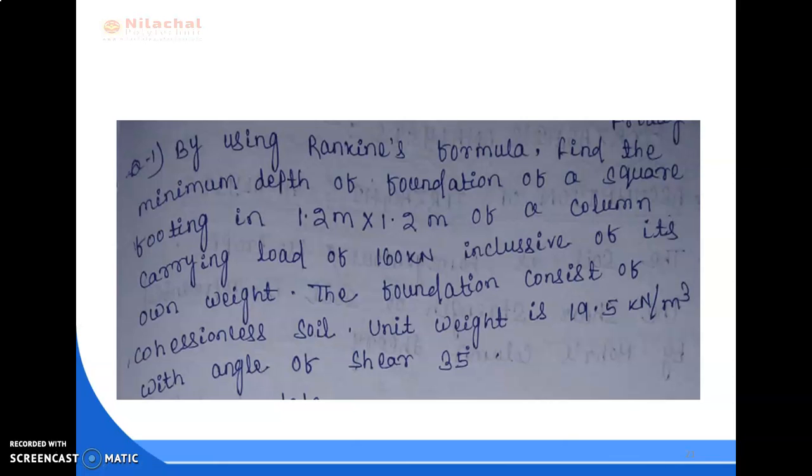By using Rankine's formula, find the minimum depth of foundation of a square footing 1.2 meter into 1.2 meter of a column carrying load of 160 kilonewton inclusive of its own weight. The foundation consists of cohesion-less soil. Unit weight is 19.5 kilonewton per meter cube with angle of shear 35 degree. So this is our question. Let us find out the given data.